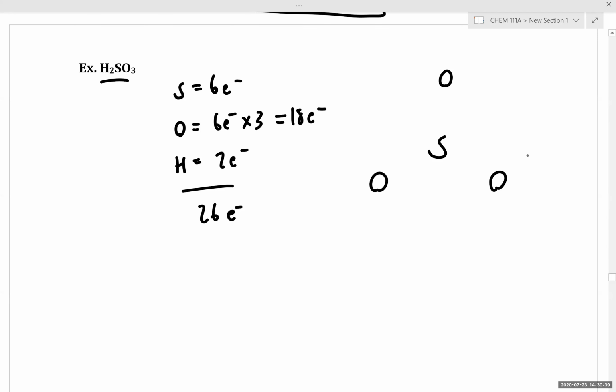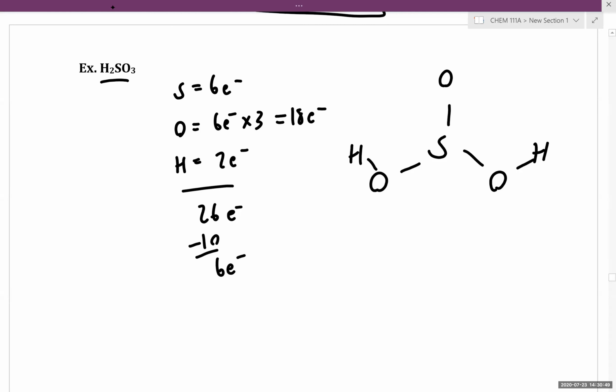We're going to place our hydrogen atoms on oxygen. Now we're going to form one bond each: 1, 2, 3, 4, 5. We used up 10 electrons. We have 6 electrons remaining.